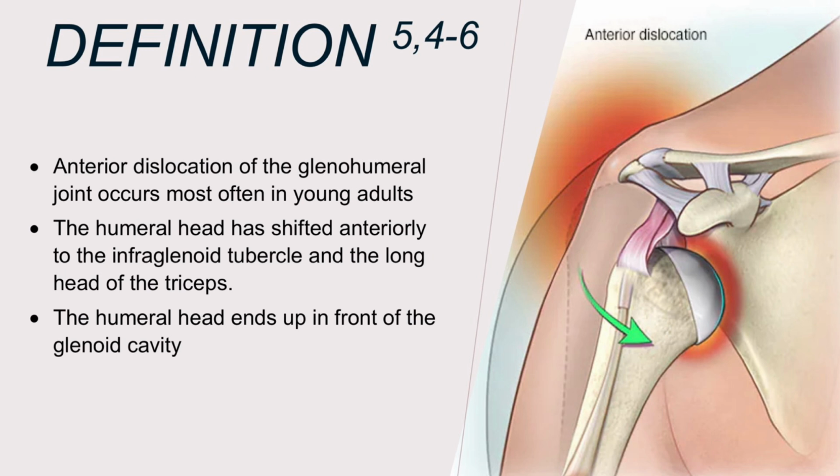So what is a dislocation? It is defined as a complete separation of articular surfaces without spontaneous realignment. Typically it is a dislocated joint that must be rearticulated by a special maneuver by another person or by the subject.